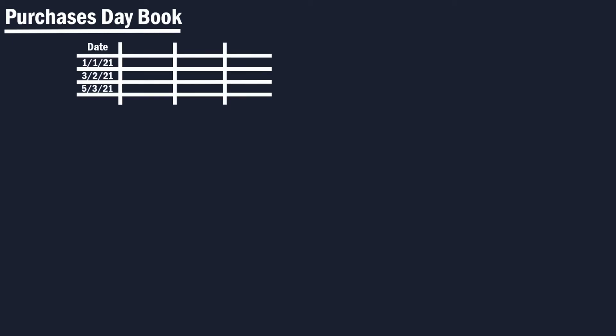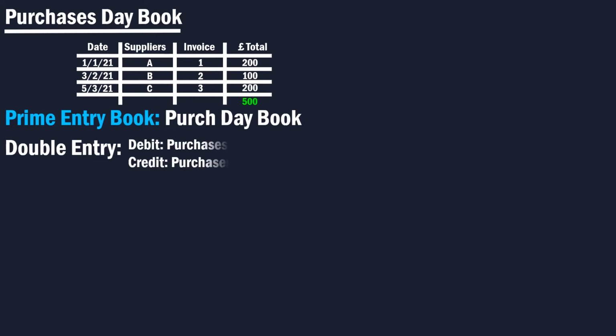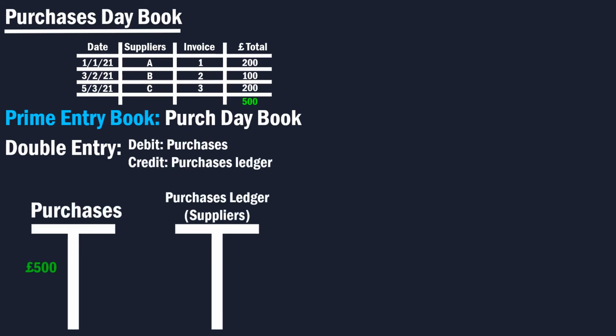Next, we have purchases daybook. That records goods that are bought on credit. So we're going to have a date on when that has happened. We're going to have our suppliers. We're going to have our invoice numbers, and we're going to have our total. That total you see here, that £500, represents all the value of goods that are bought on credit. So that's going to get entered in the purchases daybook, which will help us know and understand the double entry for them, which is to debit the purchases account and credit the purchases ledger account, like that.